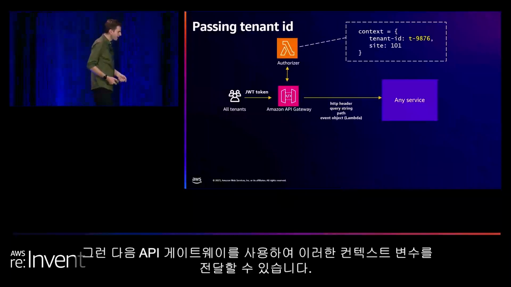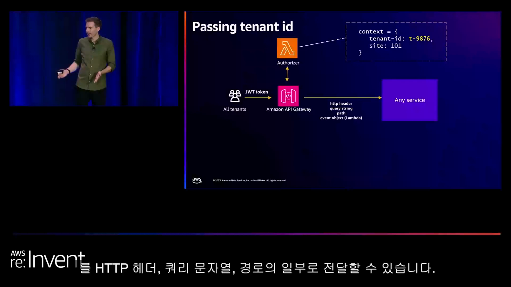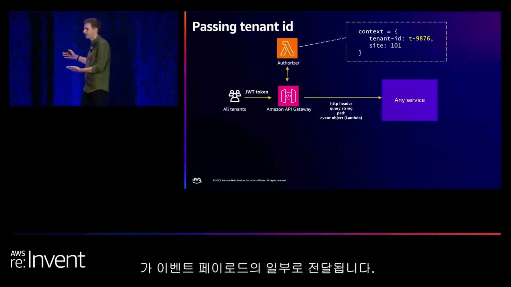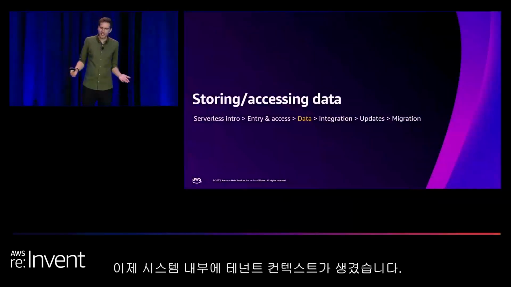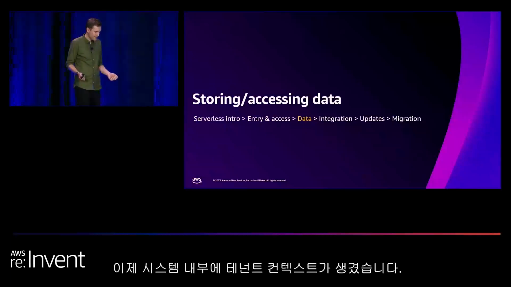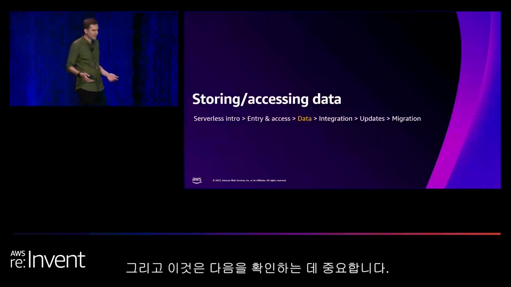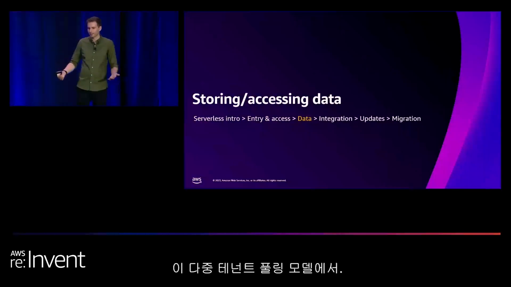API Gateway we can then use to pass these context variables as HTTP headers, query strings, or part of the path. Or if we're using Lambda, they'll just automatically get passed through as part of the event payload. So now we have our tenant context inside our system. Now let's think about storing and accessing data. This is going to be important to make sure that one tenant doesn't access another tenant's data in this multi-tenanted pooled model.